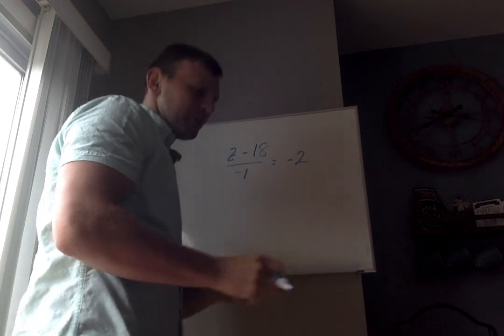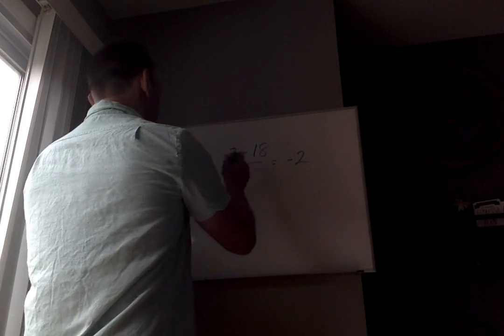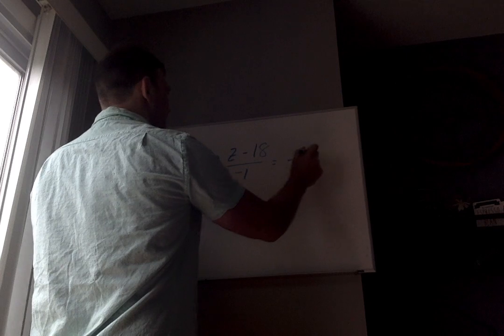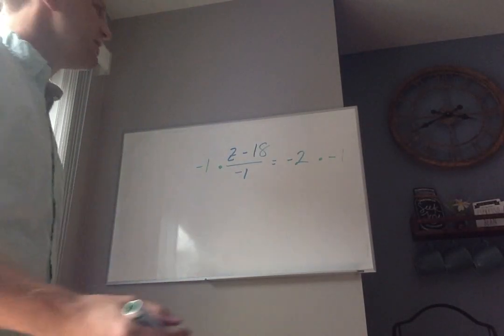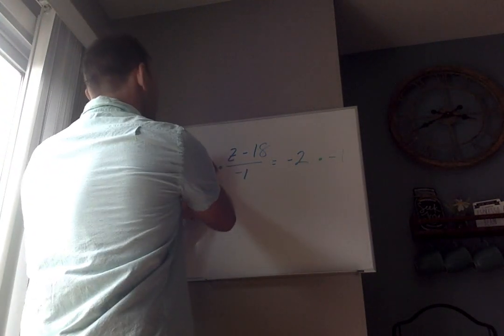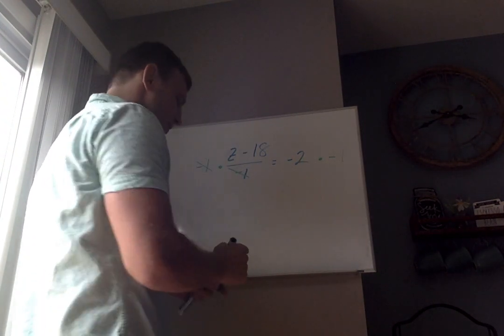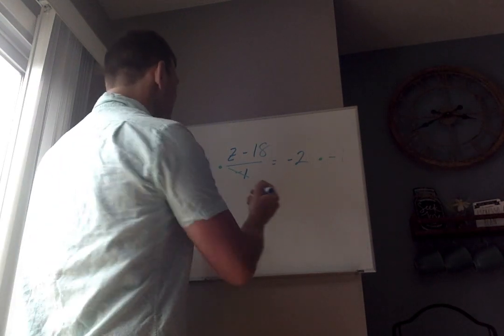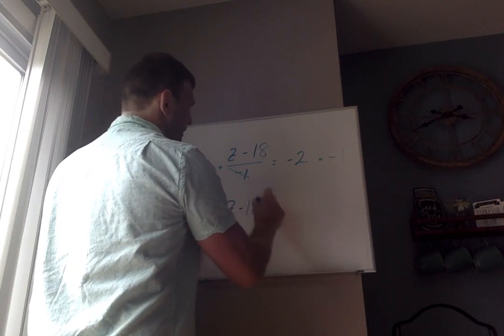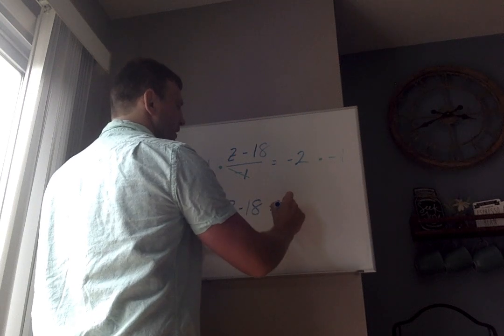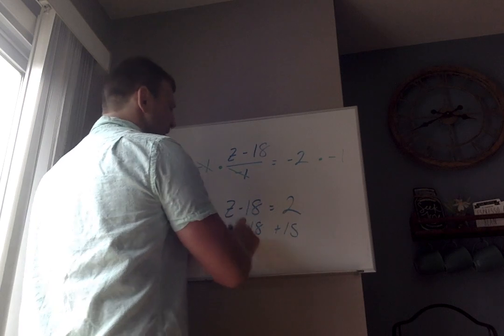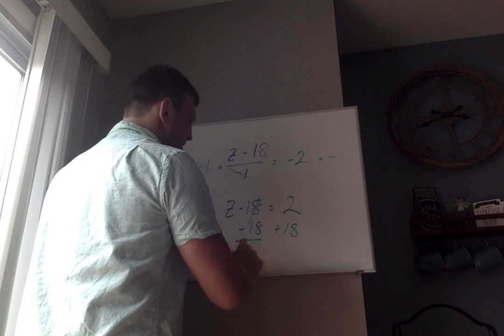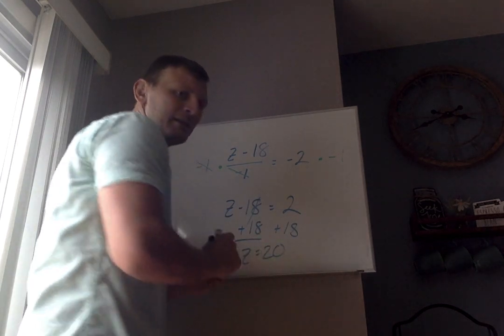The problem with this is that fraction bar. So I have to get rid of that by multiplying by negative 1. Notice, if I was doing SADMEP, I would get rid of that minus 18 first, but I can't. So I have to make that fraction go away. That gives me Z minus 18 equals negative 2 times negative 1, which is 2. Now I'm going to undo the minus 18 to get Z equals 20.